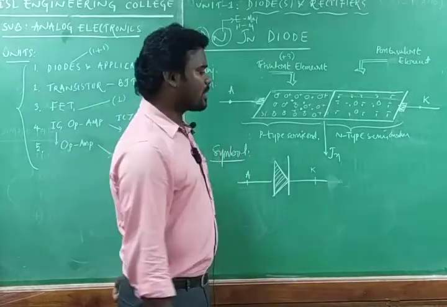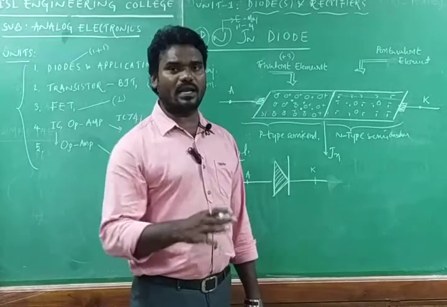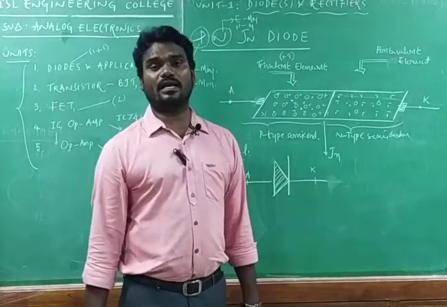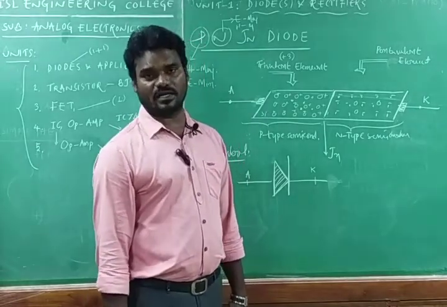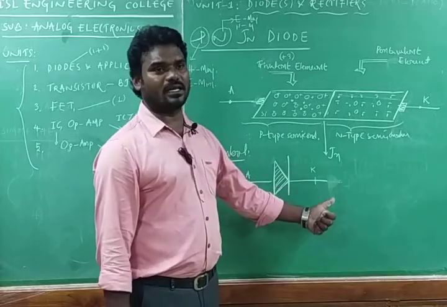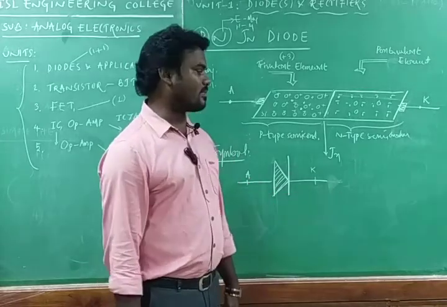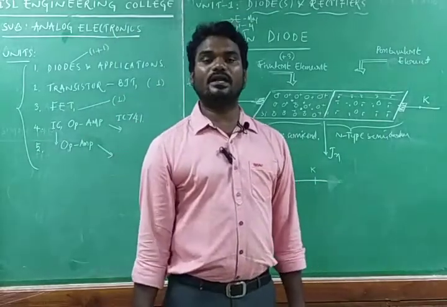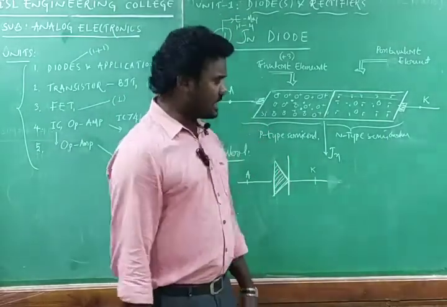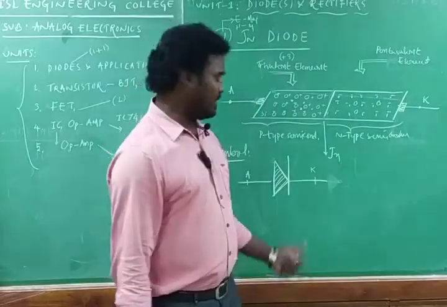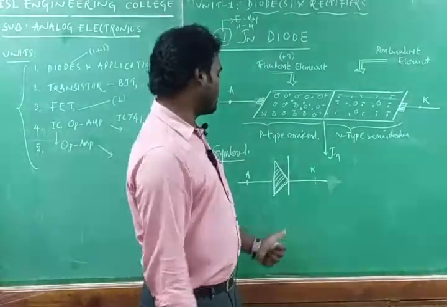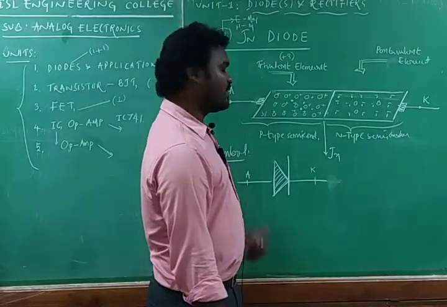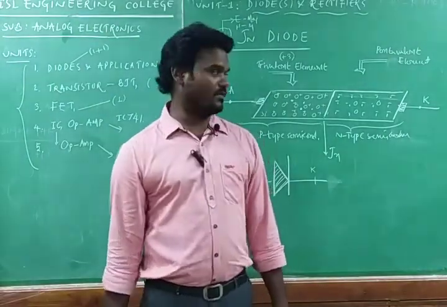This property of conducting the current in one direction is called unilateral property, and the PN junction diode is called a unilateral device. That means it can conduct the current in one direction only, and so this device is named a unilateral device.